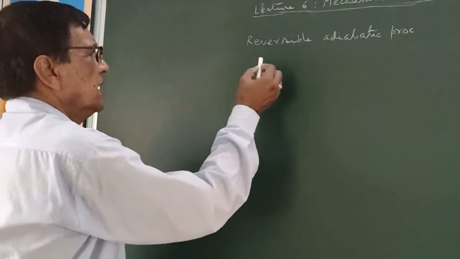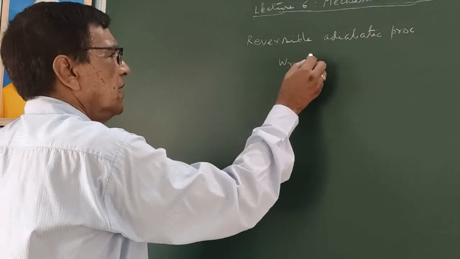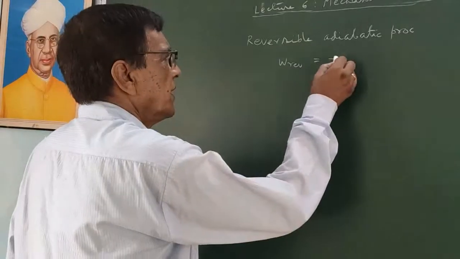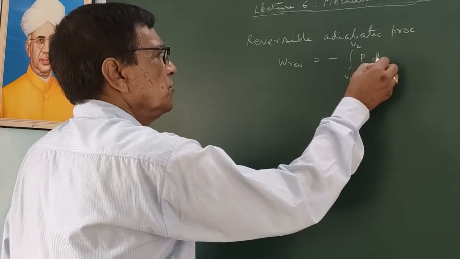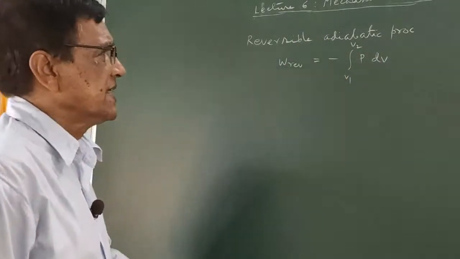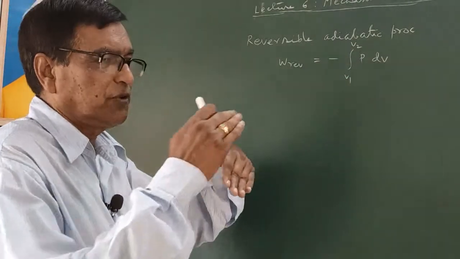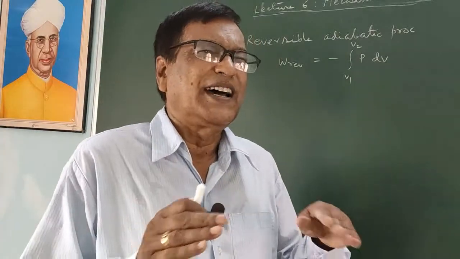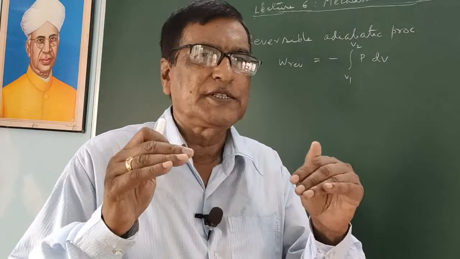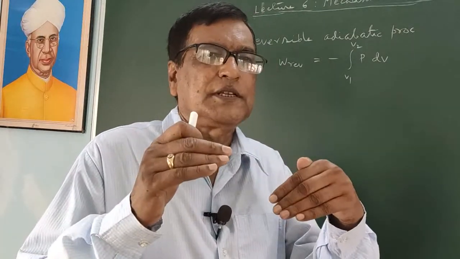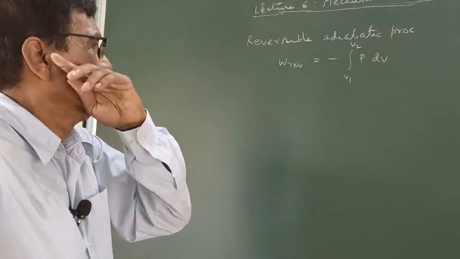the expression for this work, W reversible, is equal to minus the integration from V1 to V2 of P dV. P is the pressure of this gas for this reversible process. External pressure becomes equal to the internal pressure as the process occurs very slowly, and at every step the external pressure and internal pressure become equal. Means in every step the system attains mechanical equilibrium. So it is the pressure of this gas.